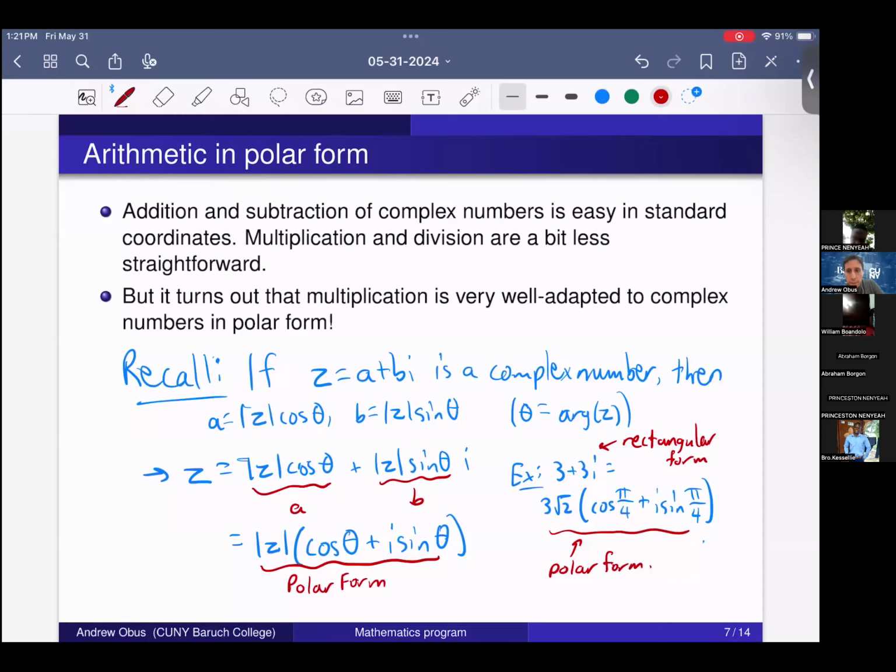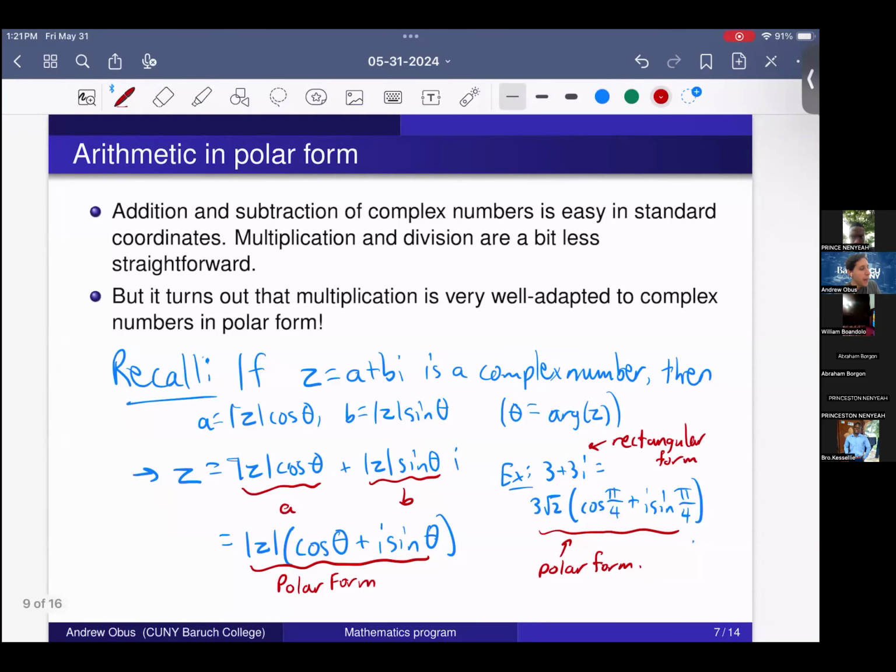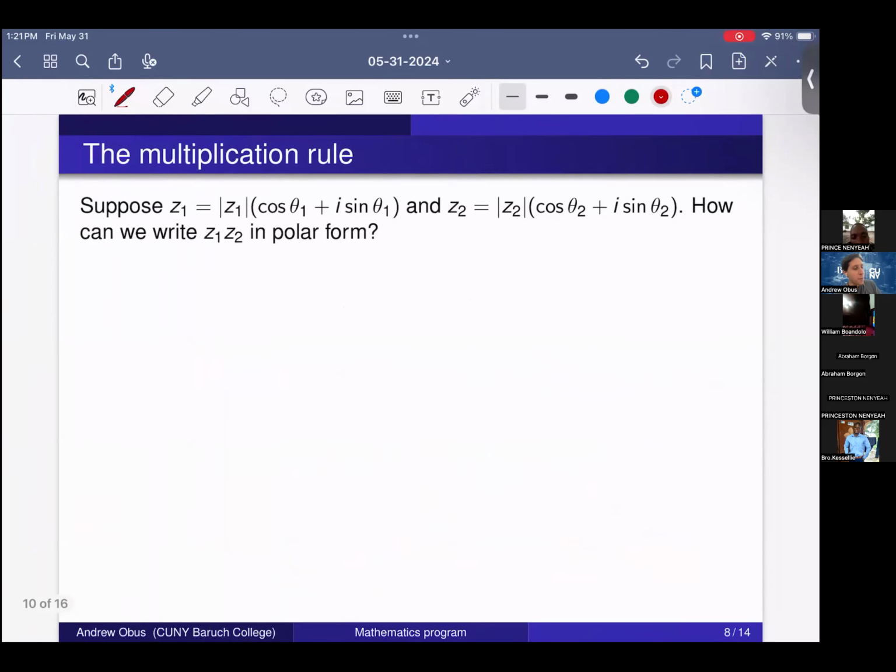So let me show why this is useful. Well, let's say we want to multiply complex numbers in polar form. So let's say that we have two complex numbers, and we're going to call them Z1 and Z2. And Z1 I can write as the absolute value of Z1 times cosine theta 1 plus i sine theta 1. And Z2 is the absolute value of Z2 times cosine theta 2 plus i sine theta 2. Right, so here theta 1 is just equal to the argument of Z1, and theta 2 is equal to the argument of Z2.